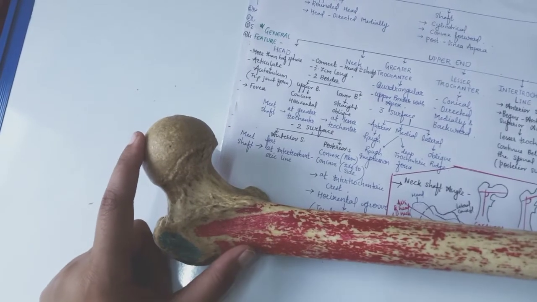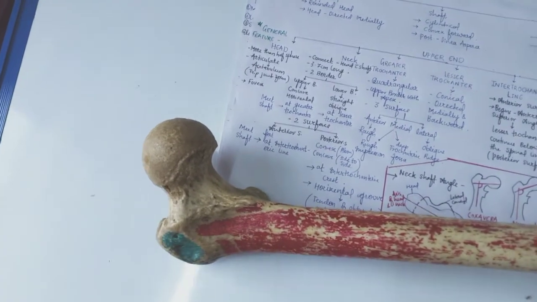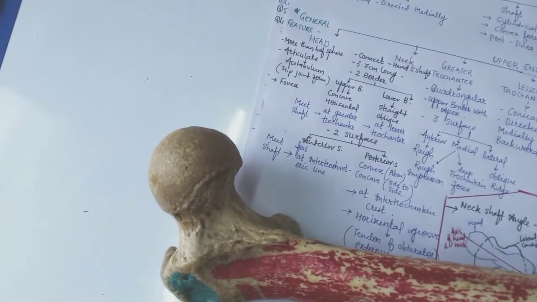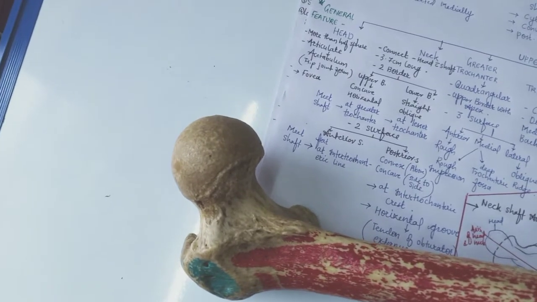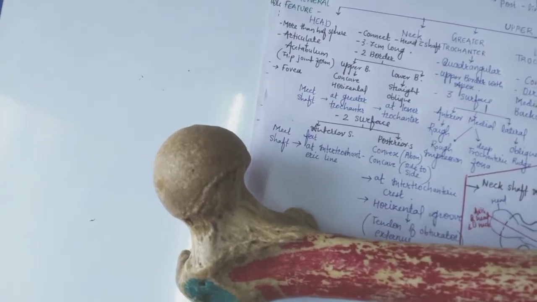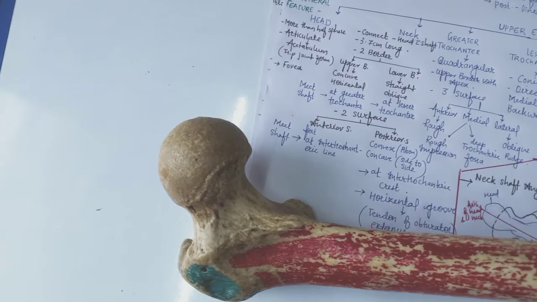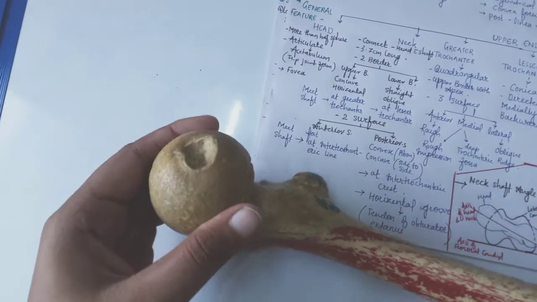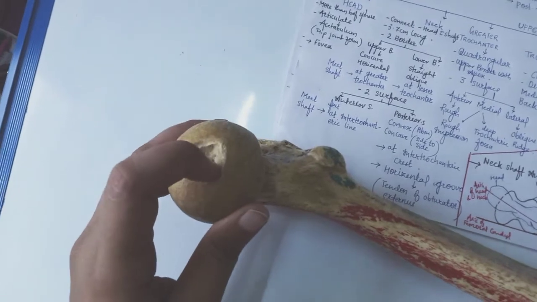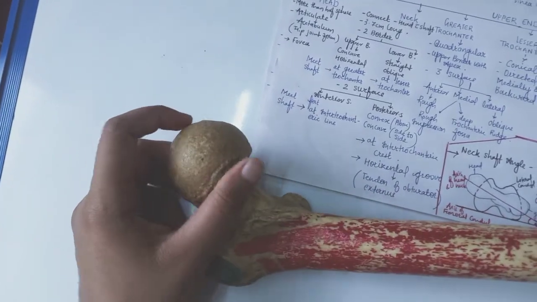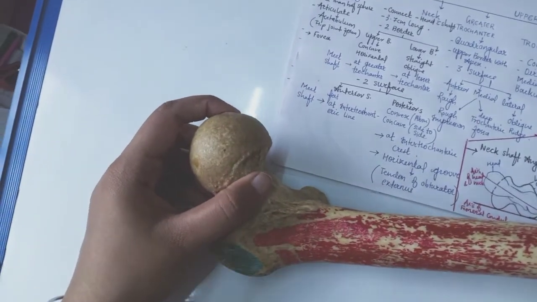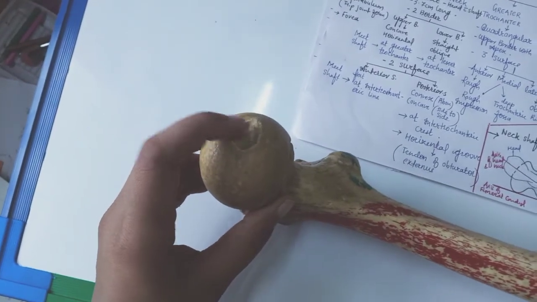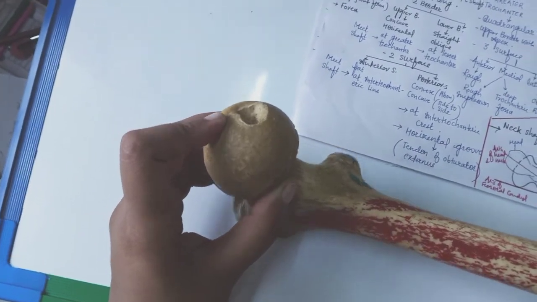This is the head of the femur bone. It is more than half a sphere. It articulates with the acetabulum and forms a joint, that is the hip joint. Then a rough pit is situated just below and behind the center of the head. This is the center of the head. Just below the center of the head, a pit is present which is known as the fovea.